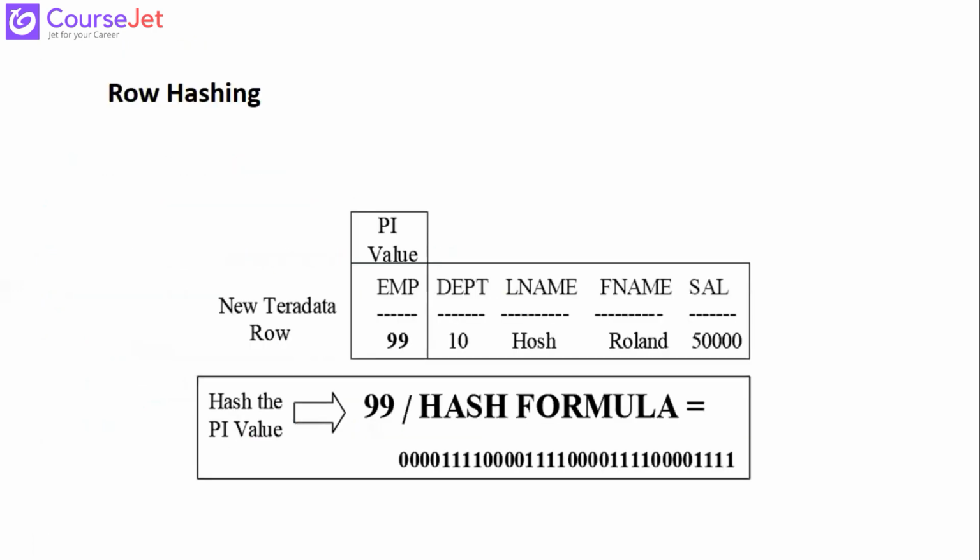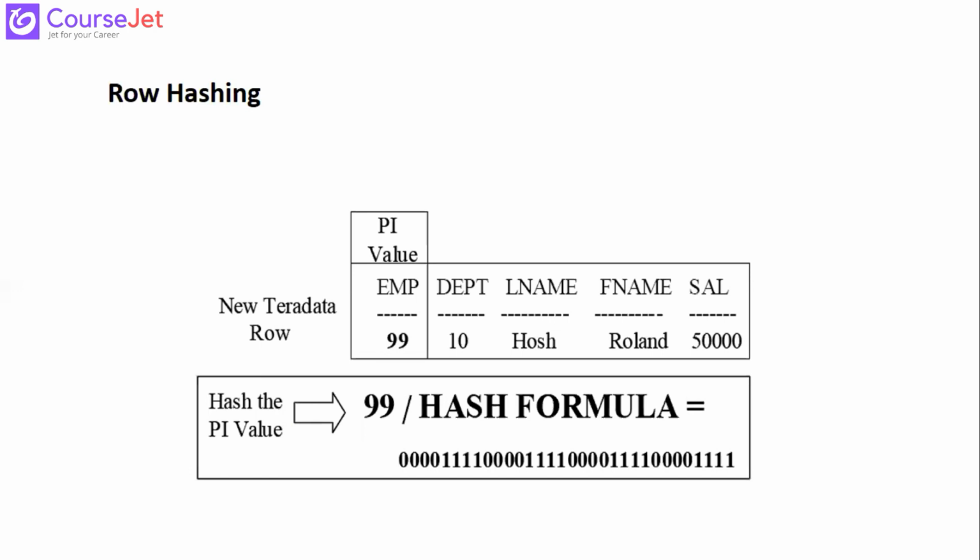You were talking about this row hashing. This is just an example of how the row hashing is done. Suppose we have an employee table with this PI value. I think this comes in the third and fourth chapter, but as you were asking, I'm explaining it here.